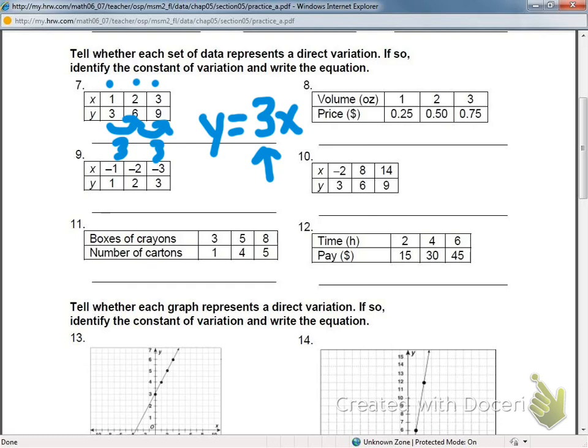Number 8, 1 is 0.25, 2 is 0.5, and 3 is 0.75. What am I increasing by each time? 0.25. So that is my equation. Y equals 0.25 times x. Number 9. What am I increasing by each time?